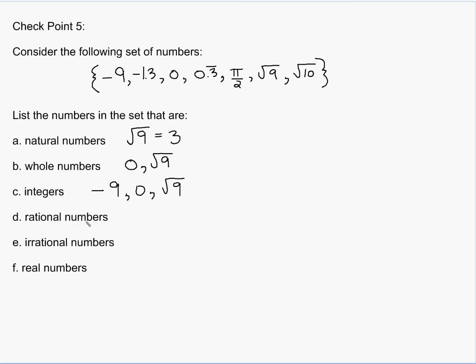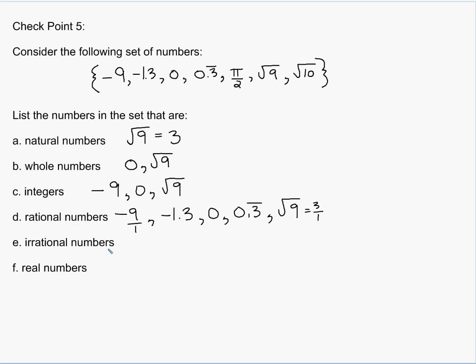Our rational numbers are our fractions and our decimals that are either repeating or terminating. So -9, because it can be -9 over 1. -1.3, because it has a terminating decimal. That's a rational number. 0 is a rational number. 0.3 repeating, because it repeats. Square root of 9, because that's equal to 3 over 1. So these are our rational numbers.